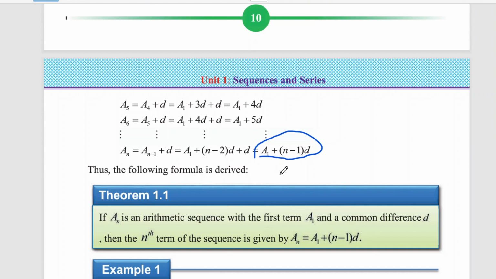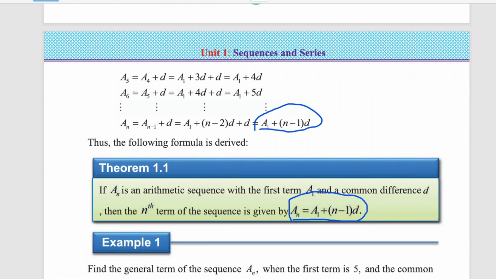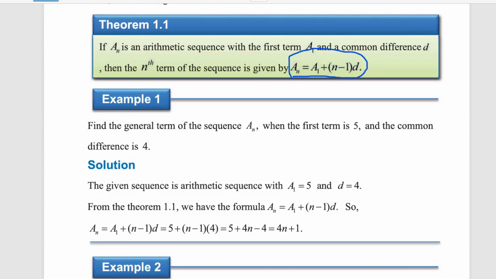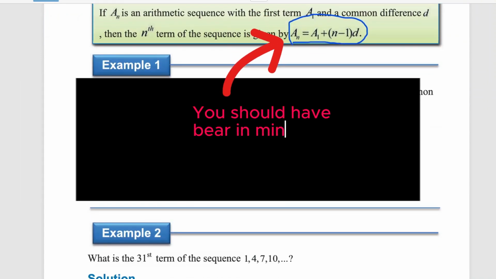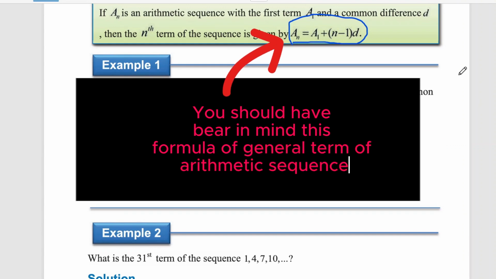Theorem 1.1. If AN is an arithmetic sequence with the first term A1 and the common difference D, then the nth term of the sequence is given by AN equals A1 plus N minus 1 times D. Okay, let's see this example. You should remember this formula. This is the concept point in the sequence.